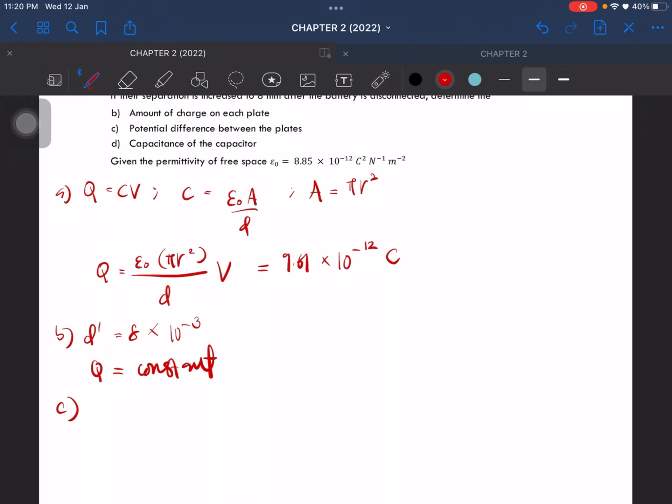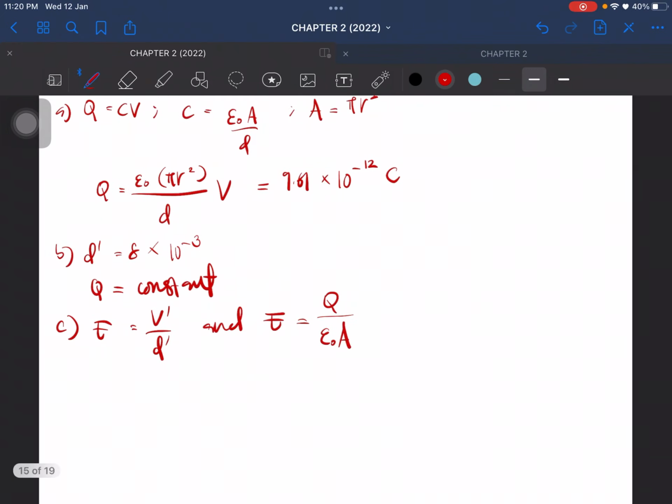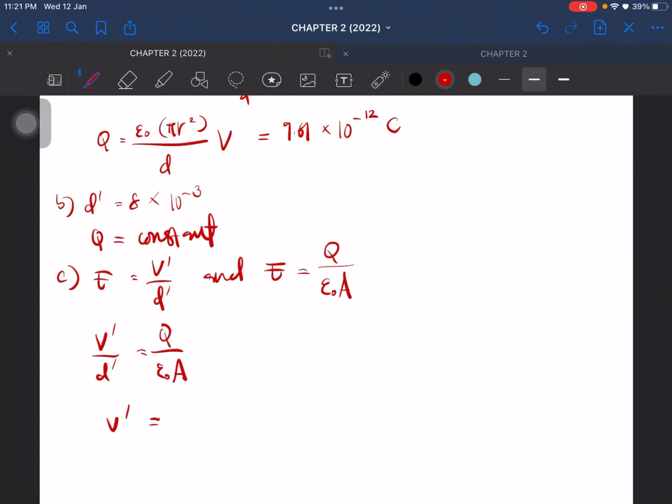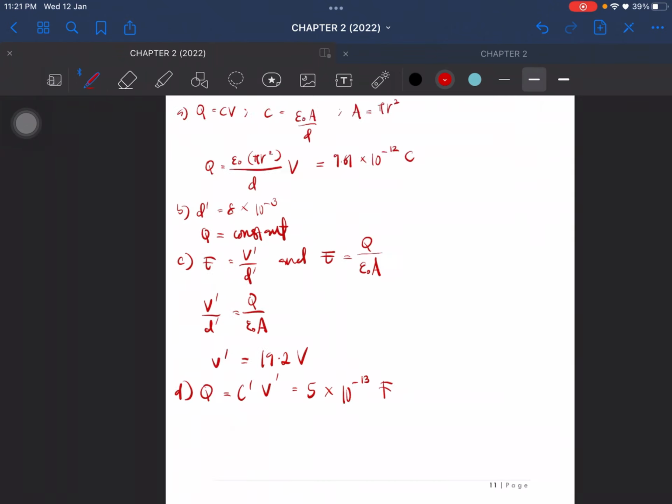Okay, next, the potential difference between the plates. We can use the formula E equal to V over d. And remember, we can also calculate the electric field strength using the formula E equal to Q over epsilon naught A. So equate these together, and you will get the value of the new potential difference to be equal to 19.2 volt.